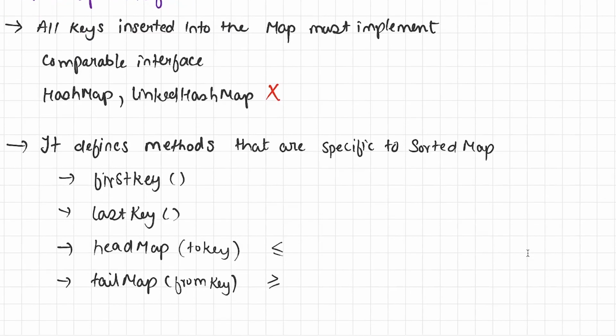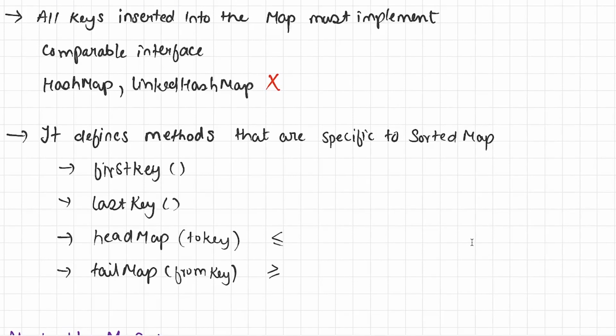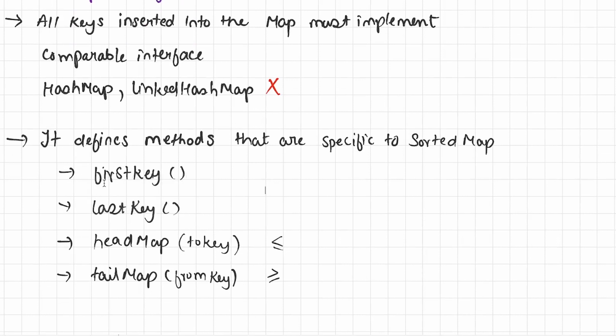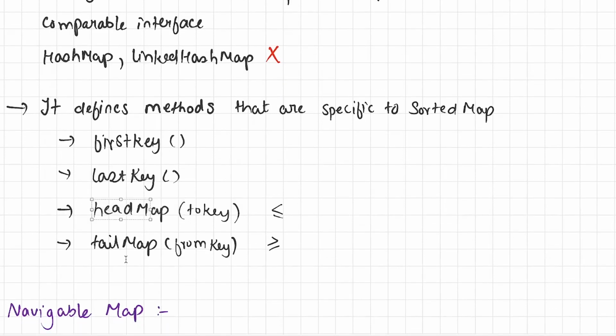The second responsibility of the SortedMap interface is that it defines all the methods that are specific to a sorted map. For example, if there are 5 entries and all of these entries are sorted in natural ordering, then it will be easy for us to get the first key of the entry, and similarly the last key of the entry. This would not be possible if TreeMap had not implemented the SortedMap interface. So these are the two methods to find the lowest key and the highest key of the TreeMap. The other two methods are headMap and tailMap.